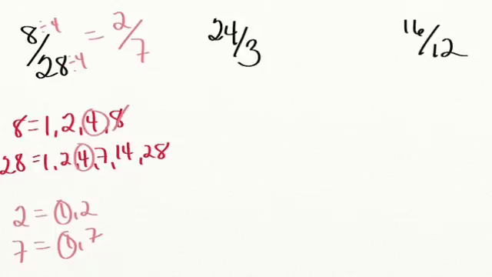Let's go ahead and try 24/3. Step 1, we need to find the greatest common factor between the numerator, 24, and the denominator, 3. Well, since 3 is a prime number, we know that the factors are only going to be 1 and the number 3 itself. So if we're trying to find the greatest common factor, the common factor for 24 has to either be 3 or 1.